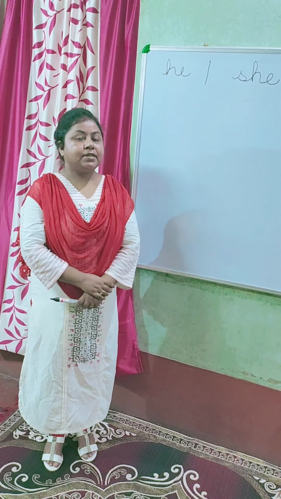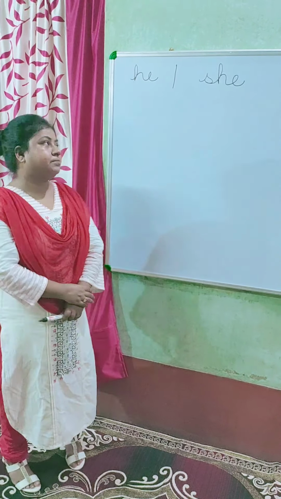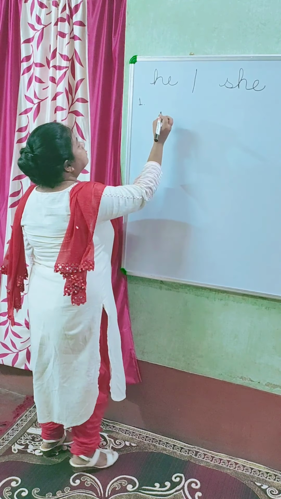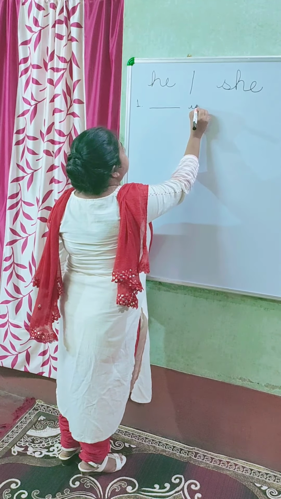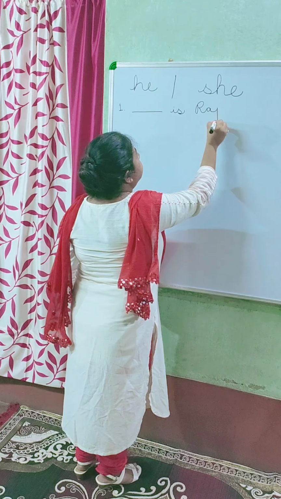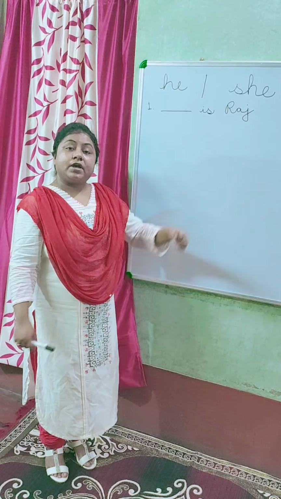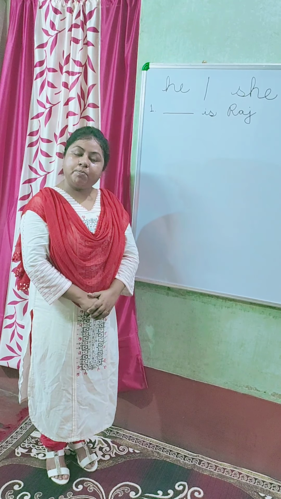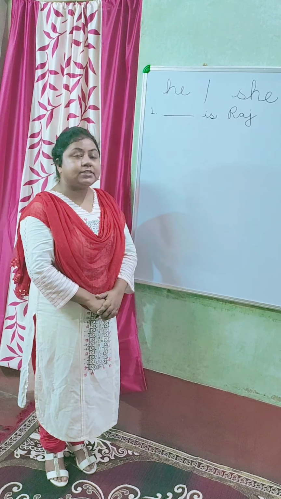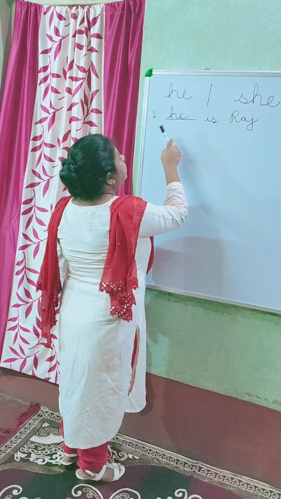Now, children, let's make a few sentences using he and she. Okay? Number one, dash is R-A-J, Raj. So children, by the name R-A-J, you can make out that it's the name of a boy. So it's male gender, so we'll write he. He is Raj. H-E. He. He is Raj.